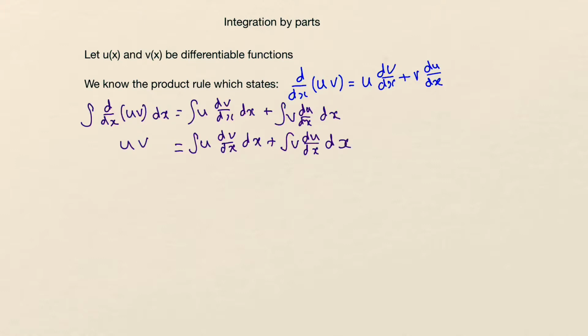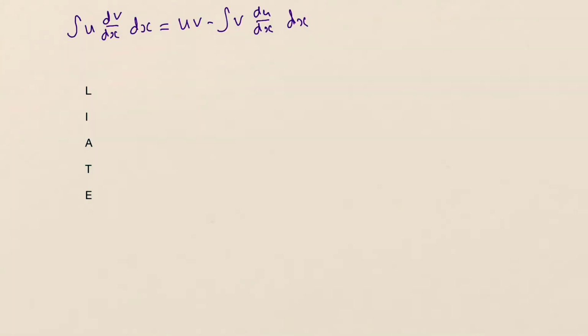What we can then do is rearrange this, so we will have the integral of u dv by dx with respect to x is equal to uv minus the integral of v du by dx. And this is our equation for integration by parts. Just before we go on to an example, we have a small matter of which values we pick for u and which one for dv by dx.